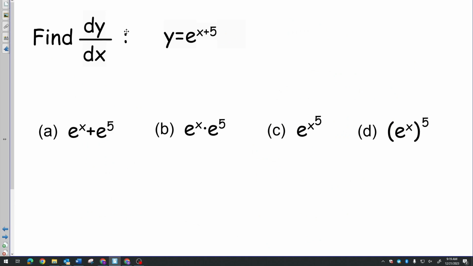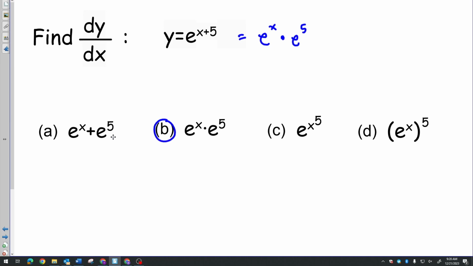Let's look at this warm-up right here. We're going to use this to help us rewrite some of our answers. Right here, if I have y equal to e to the x plus 5, which one of these is this equal to? Remember, this is really e to the x times e to the 5th, right? Because when you have the same bases and you're multiplying together, you add the exponents. So if you go backwards, then this answer is actually b, all right?